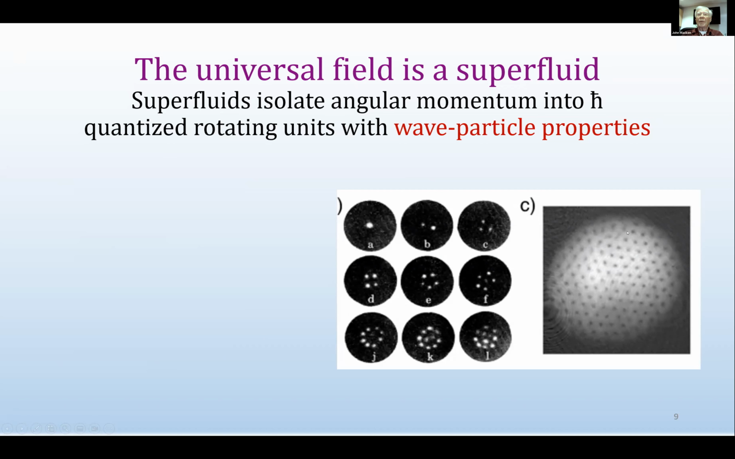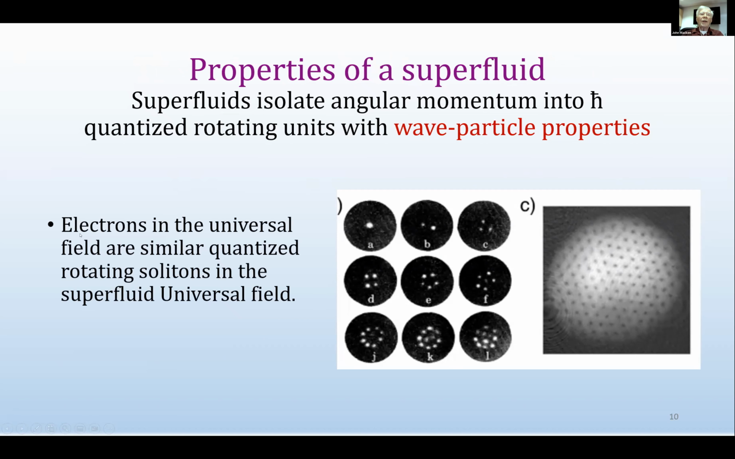And when small amounts of angular momentum are introduced, rather than the whole condensate rotating, we find that it breaks into small rotating vortices, each one with h-bar angular momentum. So I'm saying that this is analogous to the electrons in the universal field. They are also quantized rotating solitons in the superfluid field.